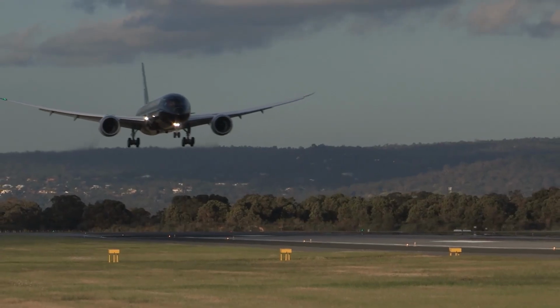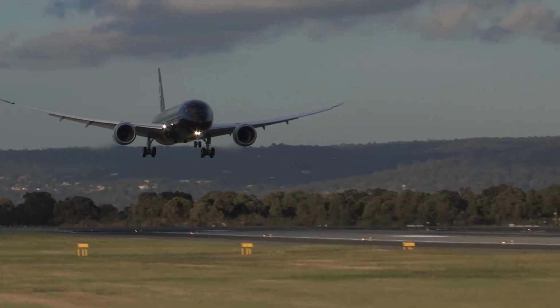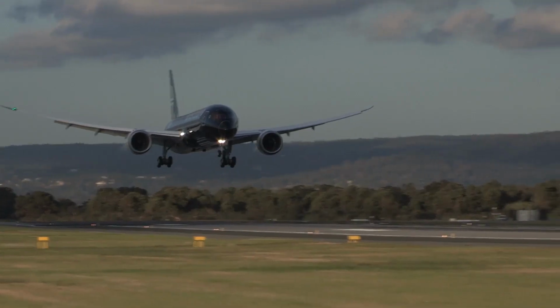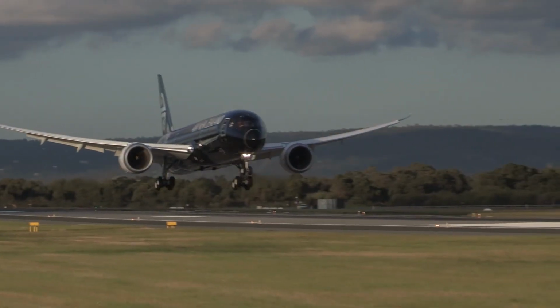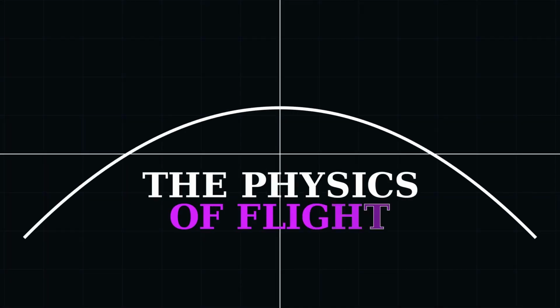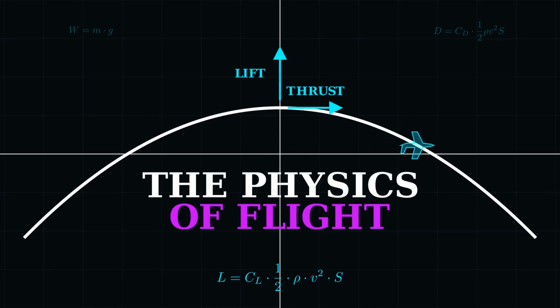A Boeing 777 weighs over 300,000 kilograms, yet it glides effortlessly through the air at 35,000 feet. Most people blame Bernoulli's principle, but that popular explanation misses the real physics. Today, we are building the exact mathematical model behind flight, one that explains everything from a commercial jet to a soaring albatross. At its core, flight is governed by Sir Isaac Newton's second law of motion.